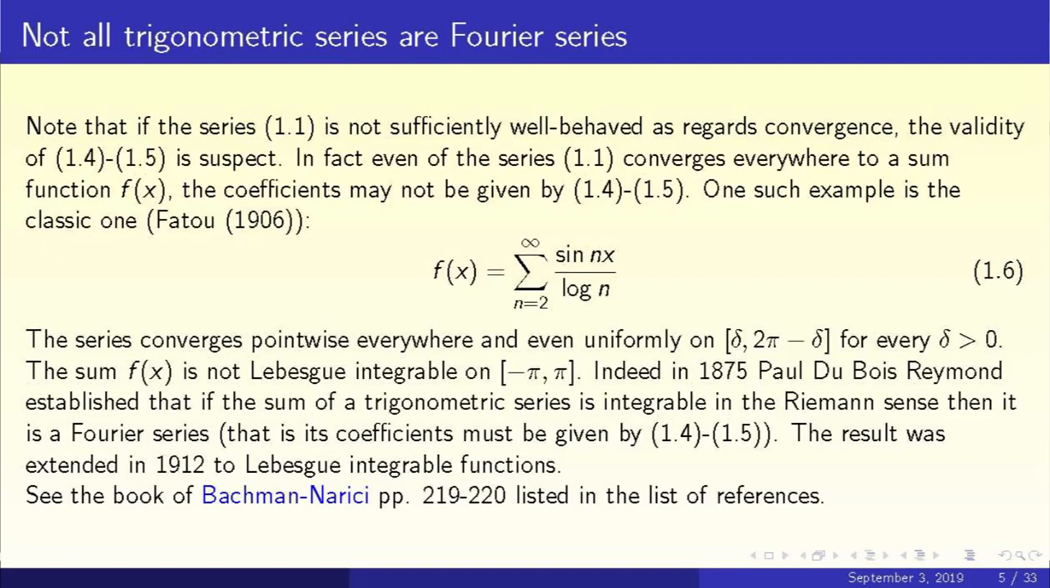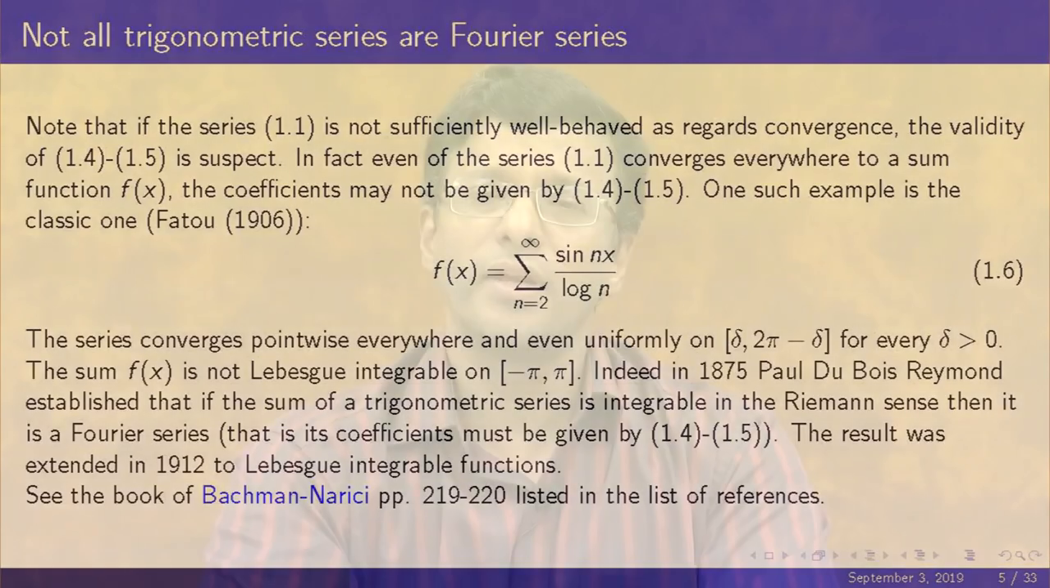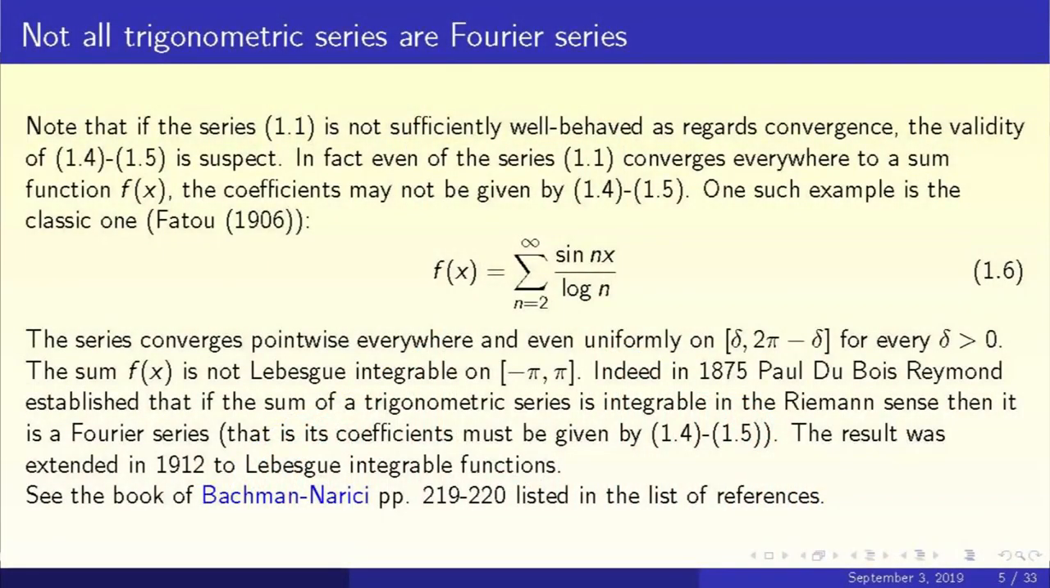A classic example of this was given in 1906 by Fatou. Fatou's example is given in 1.6: f of x equal to summation n from 2 to infinity sine nx by log n. The series actually converges for all values of x from minus pi to pi or 0 to 2 pi.